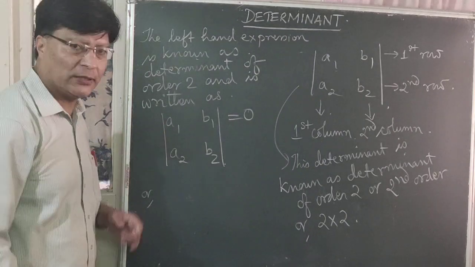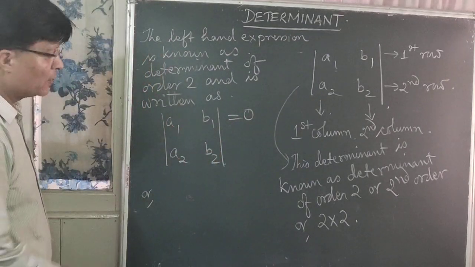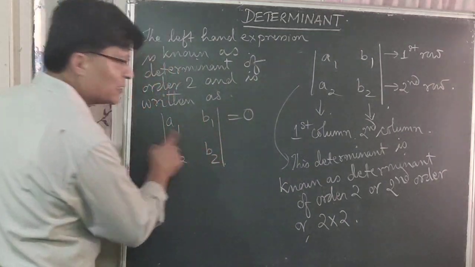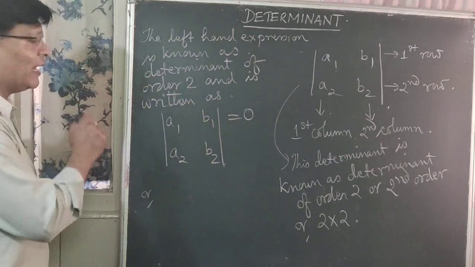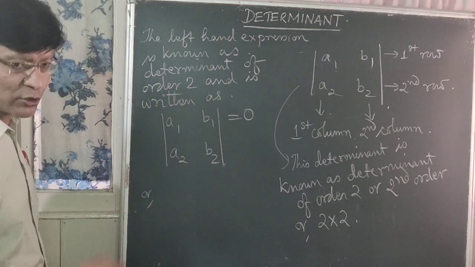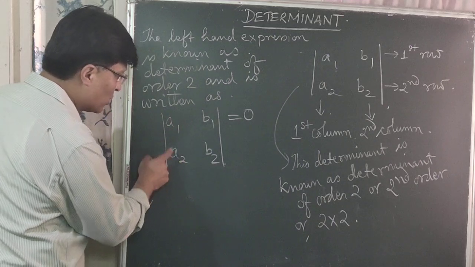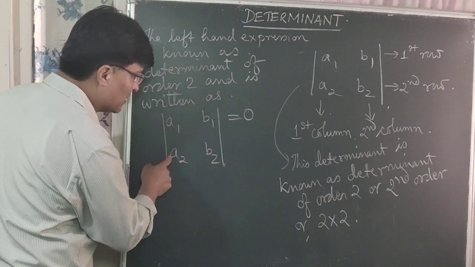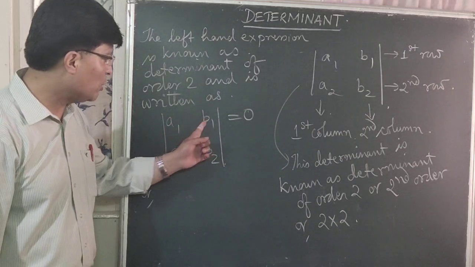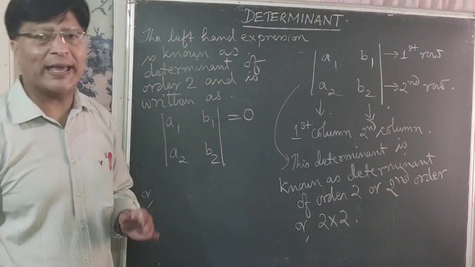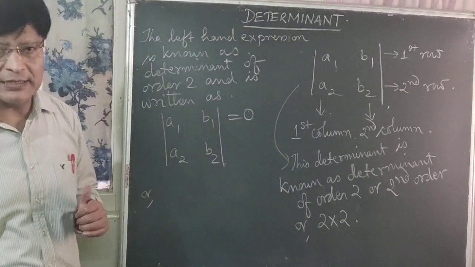Now let's come back here. How do you expand it? You have to simplify this left hand determinant, that means you have to expand it. For expanding, we start with the first column, the first element. These a1, b1, a2, b2 are known as the elements or members of the determinant.